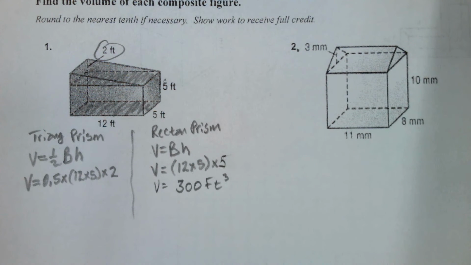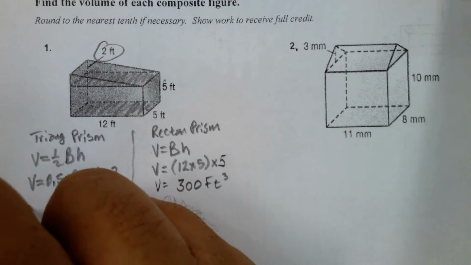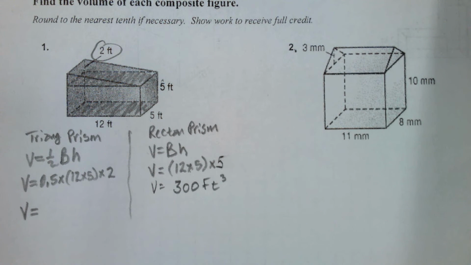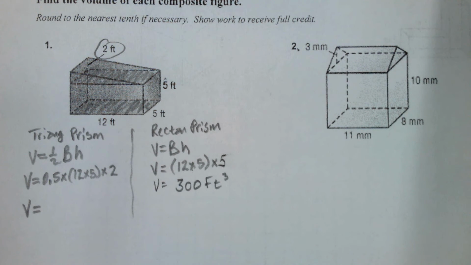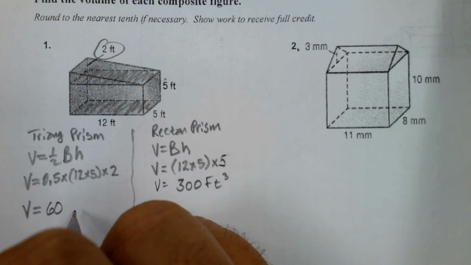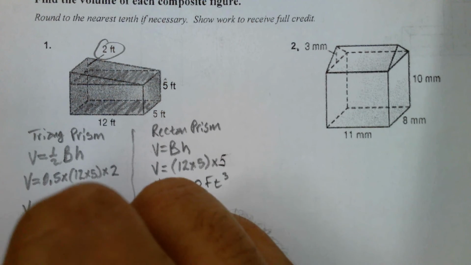Okay. So I got to multiply 0.5 times 12 times 5 times 2. What's that going to give me? What's 0.5 times 12 times 5 times 2? You got calculators, right? Give it a try. 60. And that's cubic feet as well.